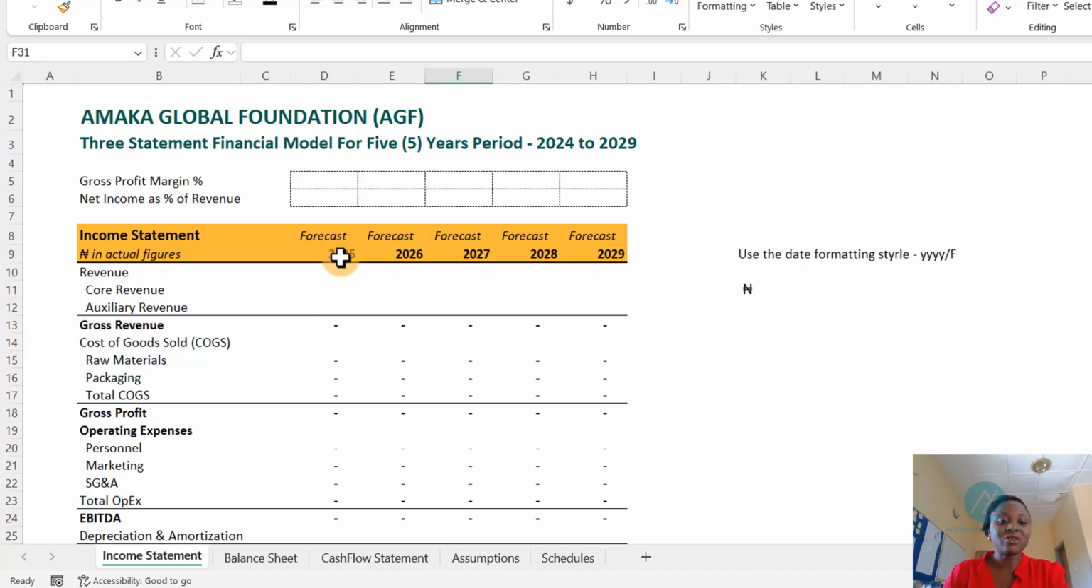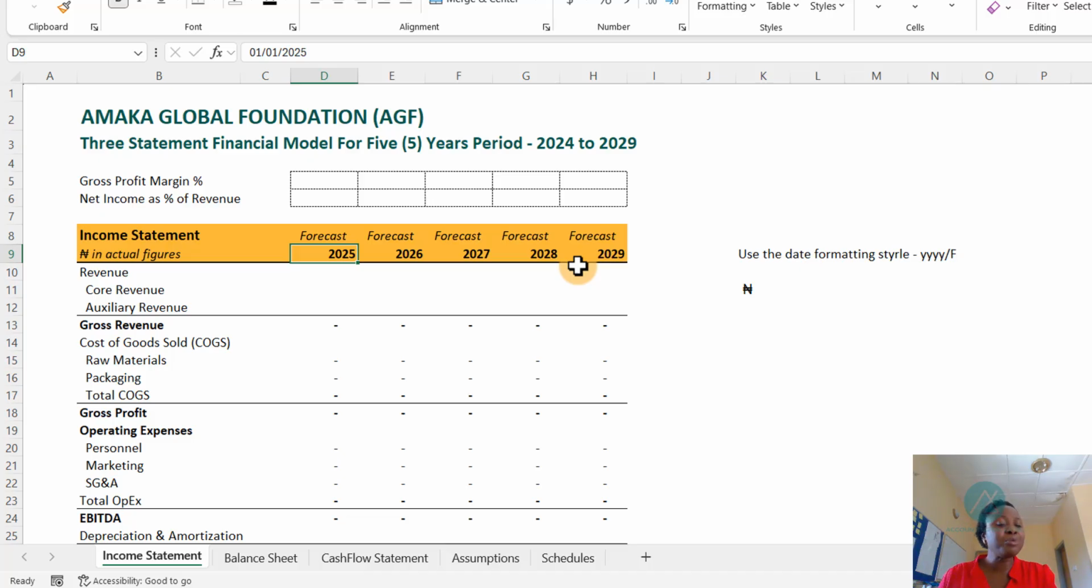So sometimes you can just put 2005/F, as I say, use the formatting style of years. So I can put a formatting style here, but I won't be doing it. Maybe after the whole training, we can just do a little of that. But I just want us to focus so that this training will not be that long. Let's focus on the core things we need to know when building a three-statement financial model. So one of the first things you need to do is to link your three financial statements.